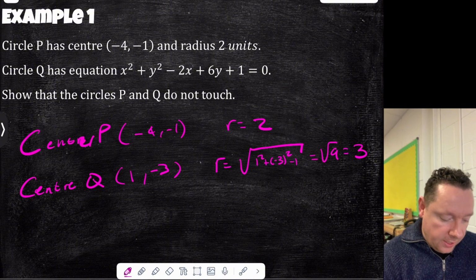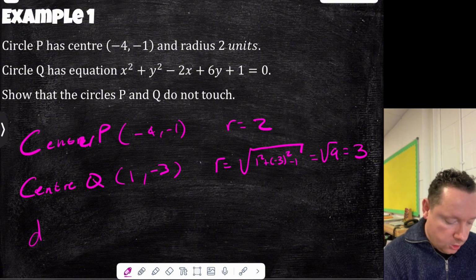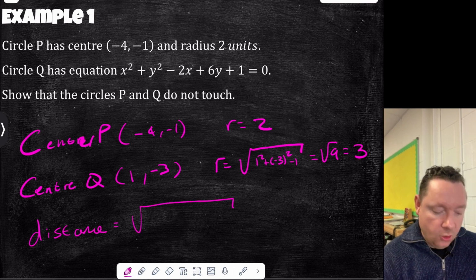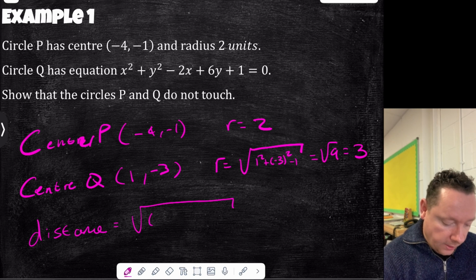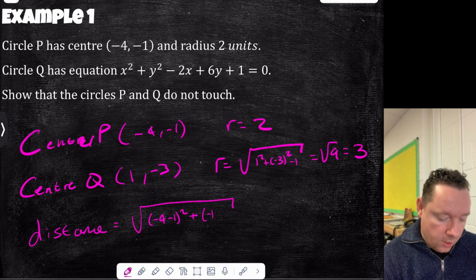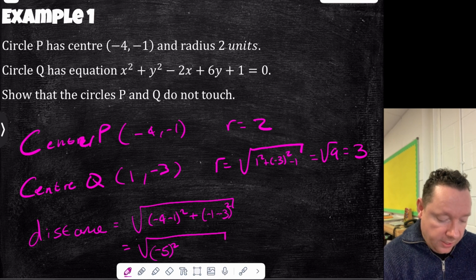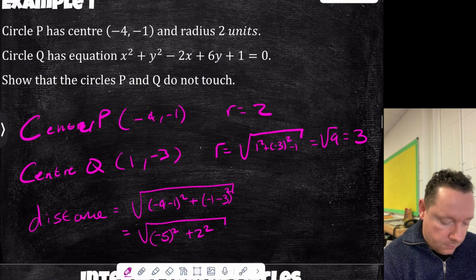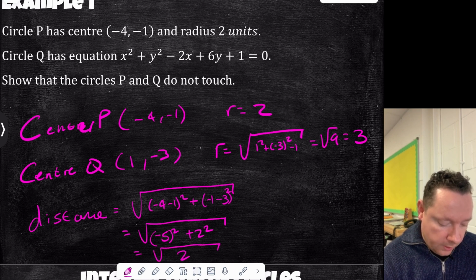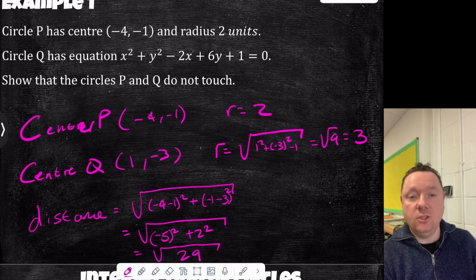And check the distance between the centres. So the distance between the centres, using the distance formula, or basically Pythagoras, remember, you do (x2 minus x1) squared, so (-4 minus 1) squared, plus (y2 minus y1) squared, (-1 minus 3) squared. That equals the square root of (-5) squared plus (-1 plus 3, which is +2) squared. So we've got an answer of the square root of 25 plus 4, which is 29. So we know our distance between the centres is root 29.